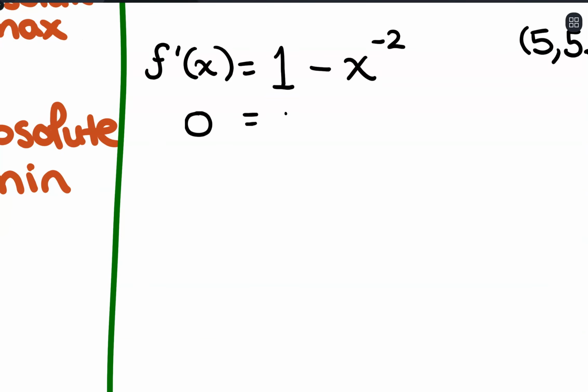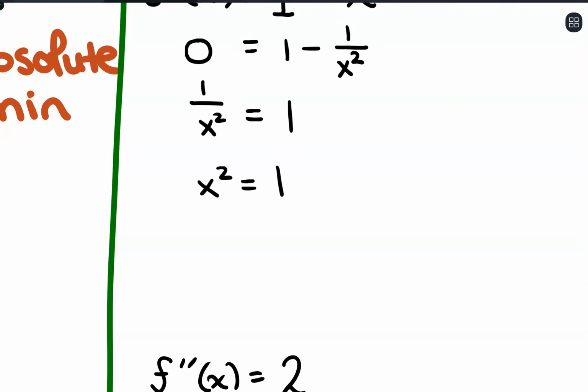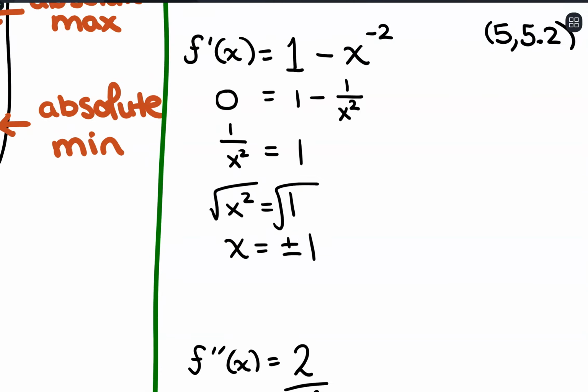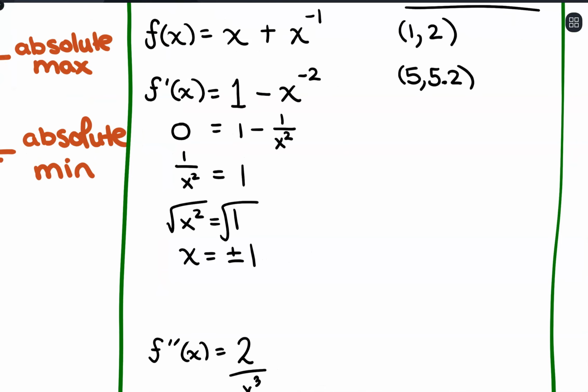So we have 0 equals 1 minus x to the negative 2, so it's like 1 over x squared. I'm going to go ahead and add that 1 over x squared to both sides. And with that, I'm going to multiply both sides by x squared, so that'll give us x squared equals 1. Take the square root of both sides, and x is going to be plus or minus 1. So we can have positive 1, which we actually already have as a coordinate there. We could also have negative 1.